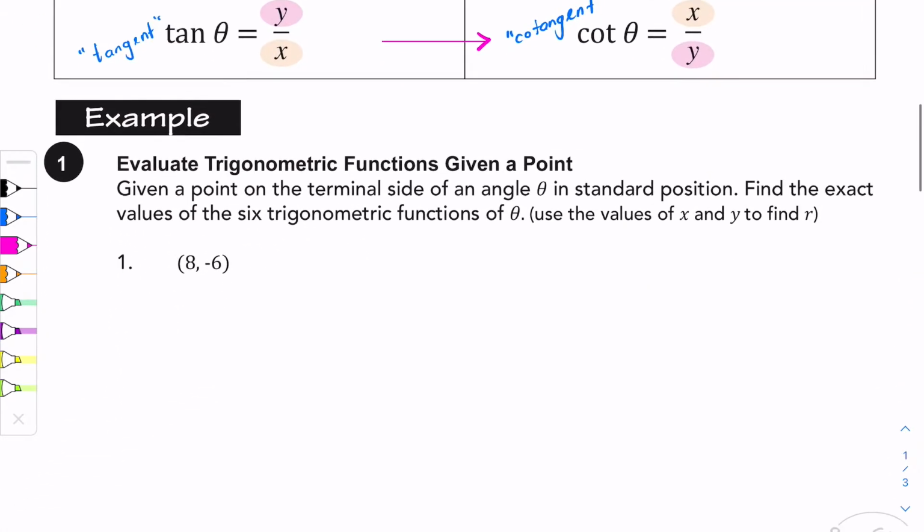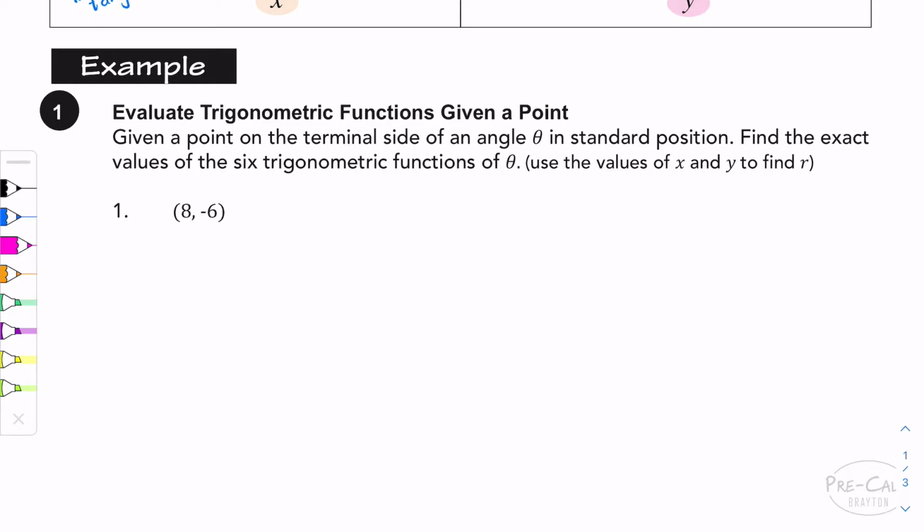Okay, if we look at the first example, it says given a point on the terminal side of an angle, find the exact values of the 6 trig functions of theta. So before I start, I'm just going to sketch the coordinate plane. This is strictly a sketch. So my point is at 8, -6. That means if I was to guess where that would be, I'd be looking at a point right here somewhere.